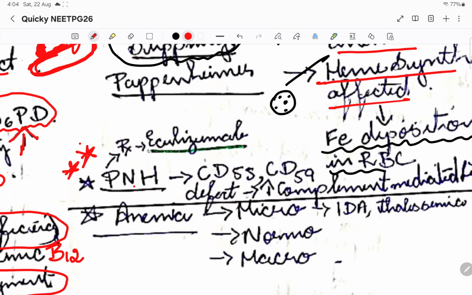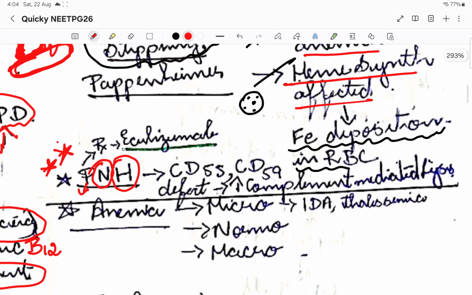PNH is paroxysmal nocturnal hemoglobinuria. Okay, paroxysmal means leaving and coming. So it is not always or continuous, but it is going and coming. Nocturnal means night, hemoglobinuria. There is increased hemoglobinuria in the night. Why does this happen? Let us see.